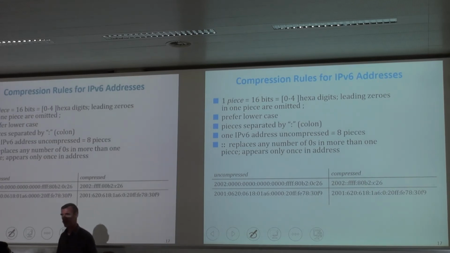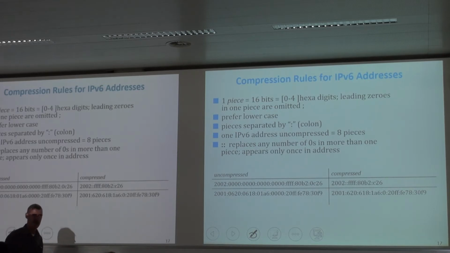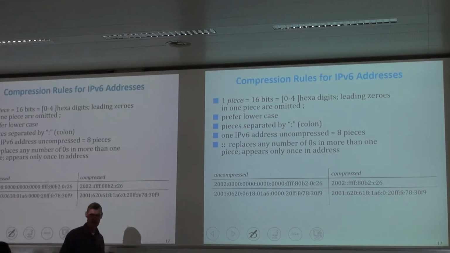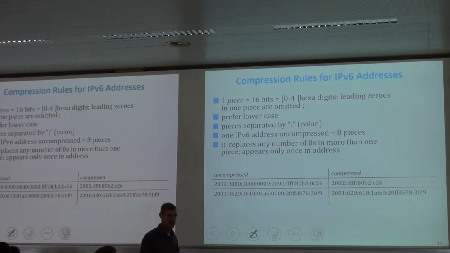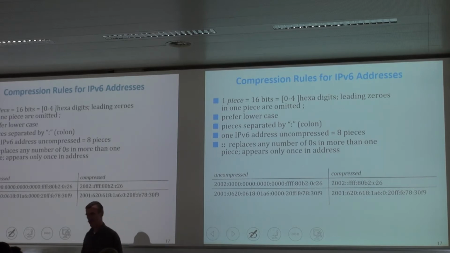Now the IPv6 addresses are too long, so most of the time we'd like to compress them for human readable notation. The rules are the following. IPv6 addresses are written by blocks called pieces of 16 bits. 16 bits means 4 hexadecimal digits.